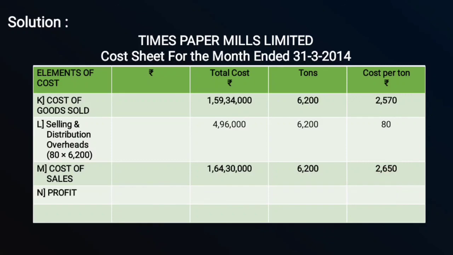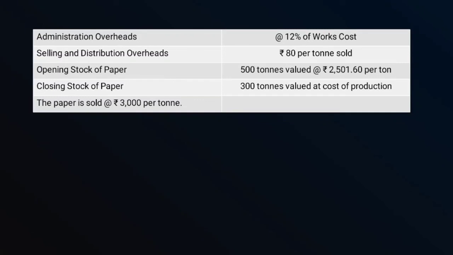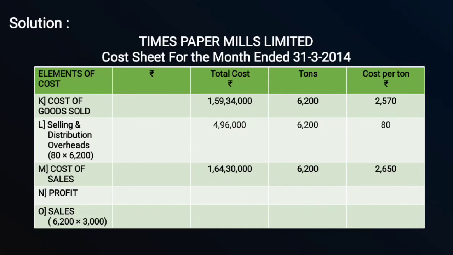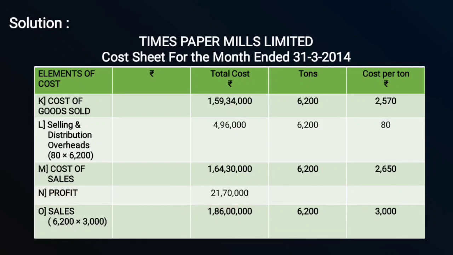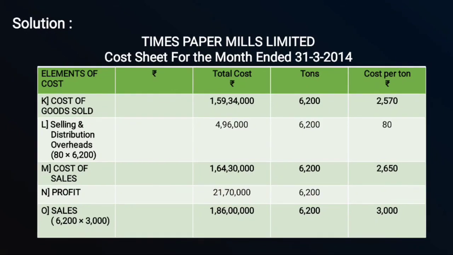Part N, profit. Next, the paper is sold at the rate of rupees 3,000 per ton. So sales will be 6,200 units into rupees 3,000, which will be 1 crore 86 lakhs. 6,200 tons and cost per ton will be rupees 3,000. So the profit will be the balancing figure, that will be rupees 21,70,000. Tons will be 6,200 and cost per ton will be rupees 350.